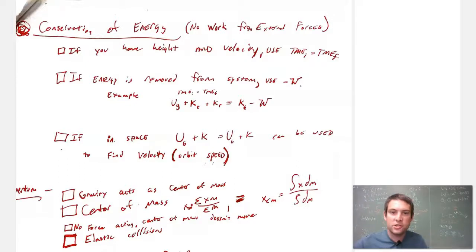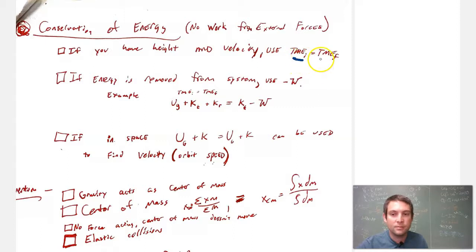On to conservation of energy. You can use conservation of energy if there is no external force acting on the system. It's true for conservation of momentum also. If your system is closed, then there is no exchanging of energy with your environment. If you have height and velocity, instantly think conservation of energy.